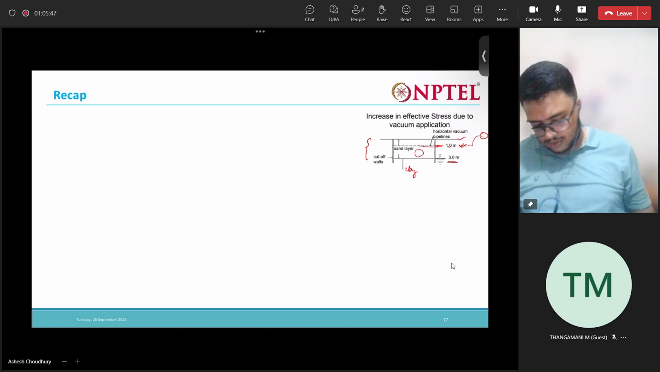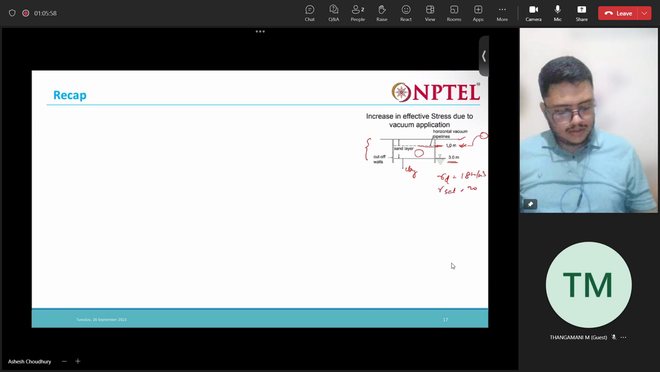and so we will be discussing two cases. Let the dry unit weight be 18, and let the saturated unit weight be 20 kilonewton per meter cubed.